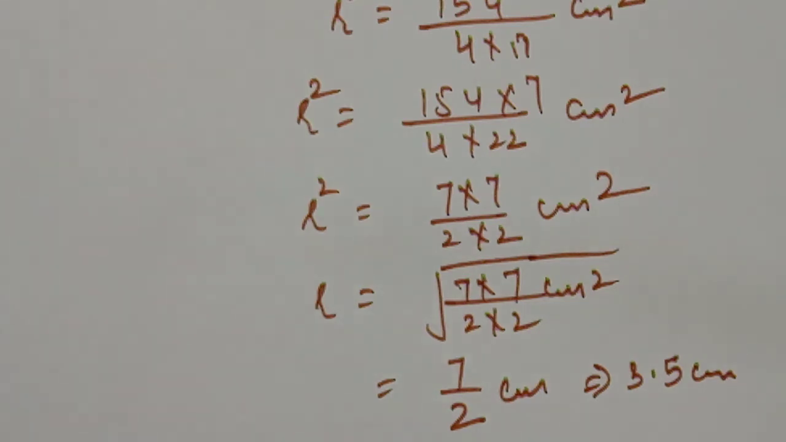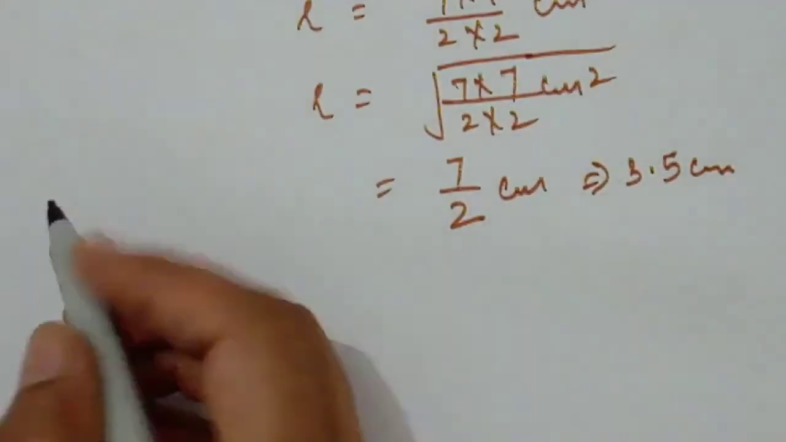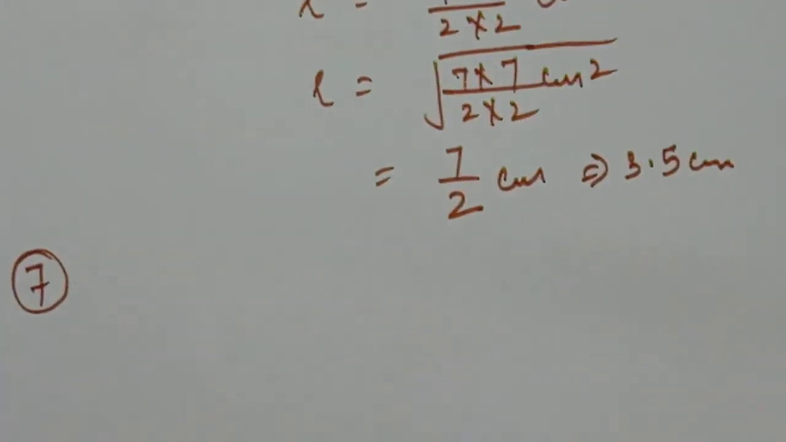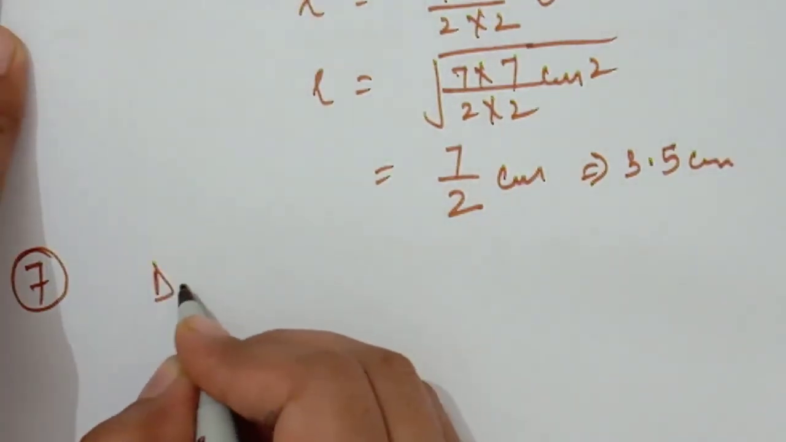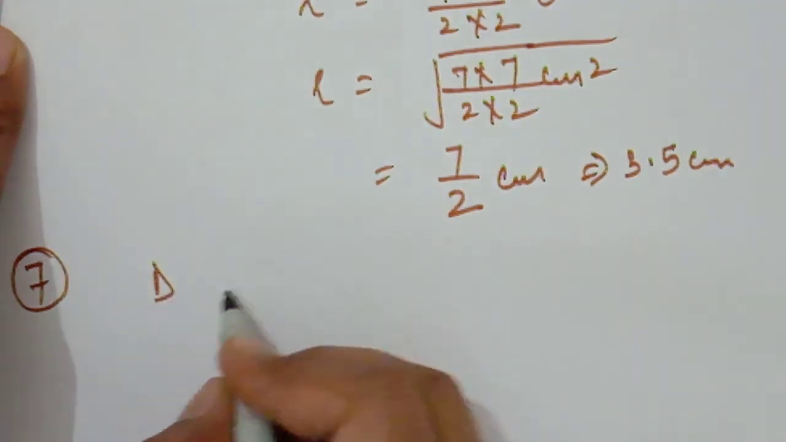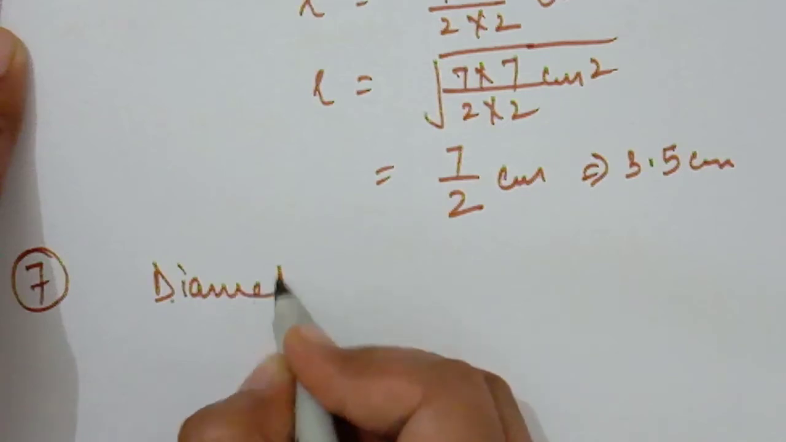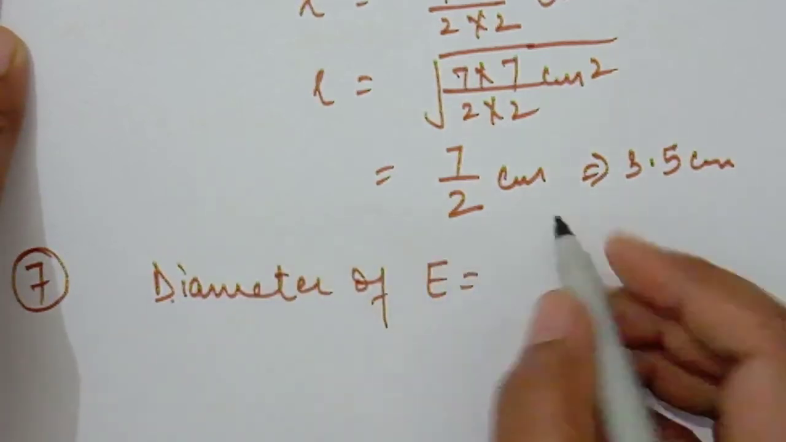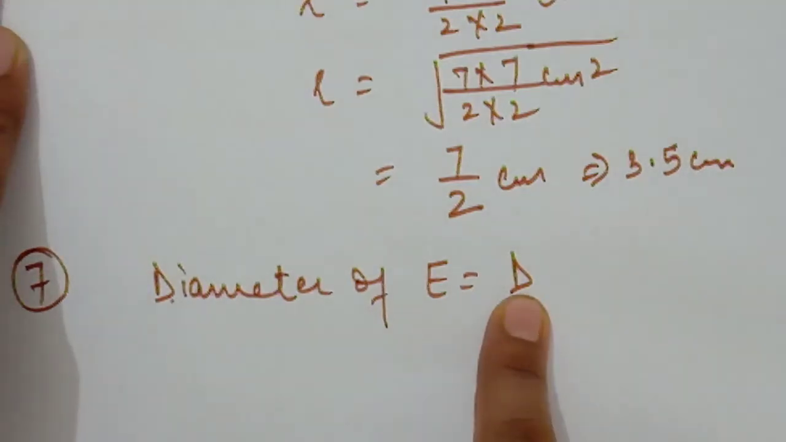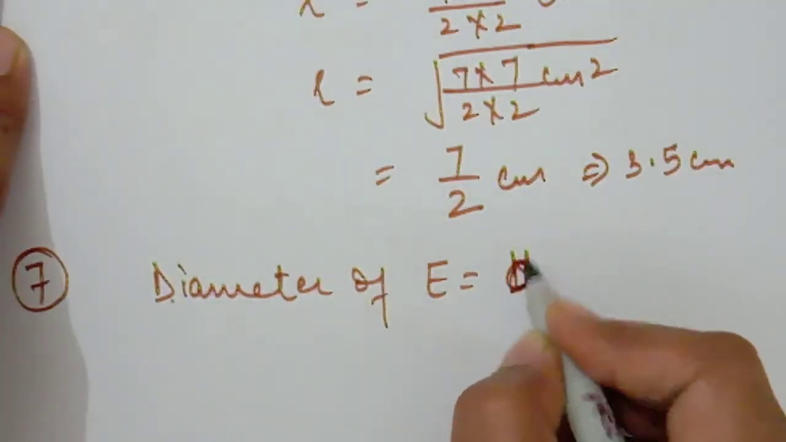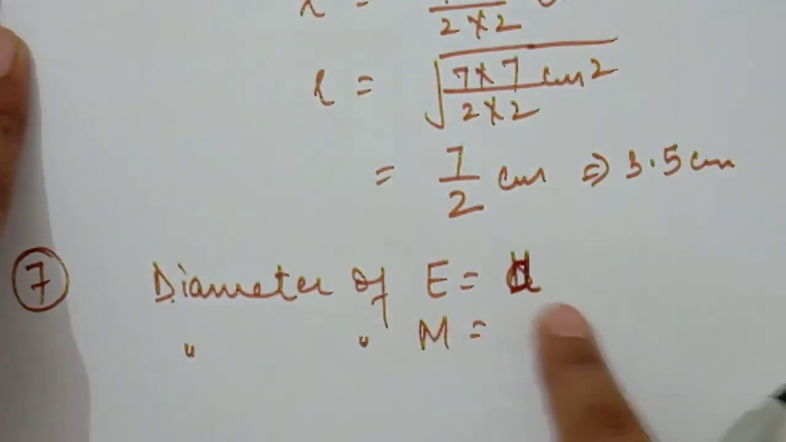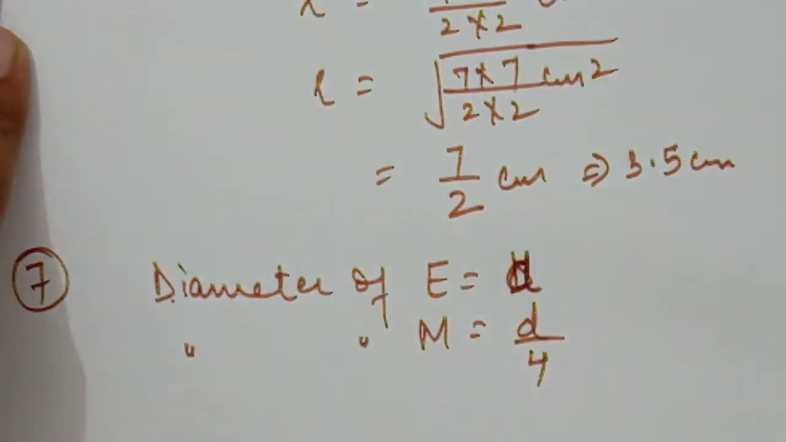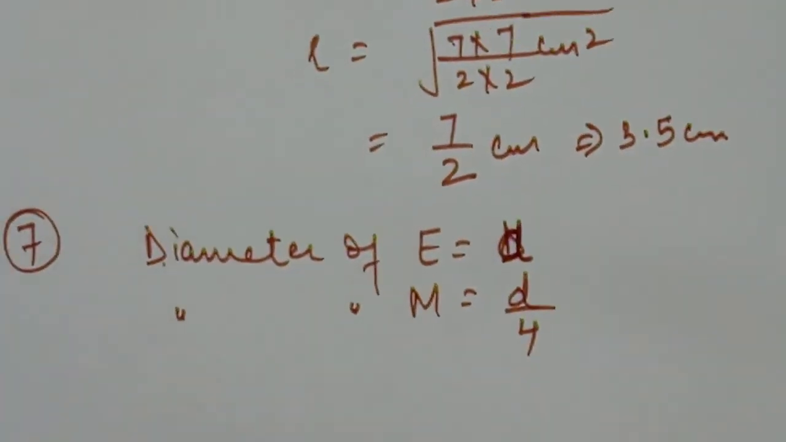Now students, question number 7. The diameter of the moon is approximately 1/4 of the diameter of the earth. So we will take the diameter of the earth as capital D, and the diameter of the moon is 1/4 of the diameter of the earth. So the diameter of the moon is D by 4.